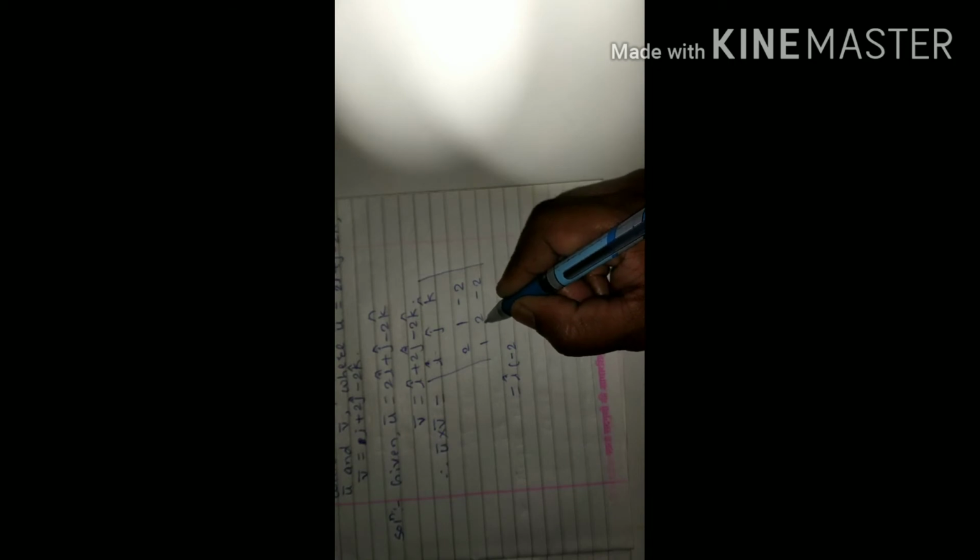Then it is equal to i cap in bracket minus 2 into 1 minus 2 into plus 2, that is minus 4, and in the formula minus minus is plus, so plus 4. Then minus j cap, minus 2 into 2 we get minus 4, then minus 2 into 1, that is minus 2, and in the formula minus minus is plus, then we write plus 2. And the last term, k cap, we multiply 2 into 2, 4, and 1 into 1, minus 1.